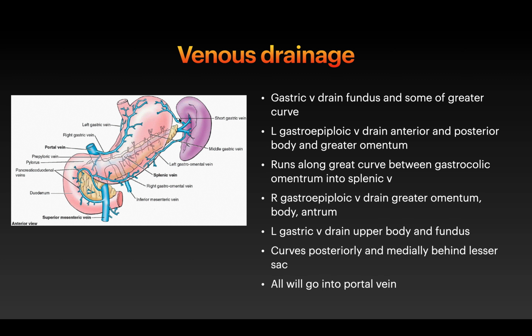The short gastric vein will drain the fundus, and the left gastric vein will drain the upper body, and then kind of like curves around, drain the fundus as well. And it curves behind the lesser omental sac. And importantly, all of them will eventually drain into the portal vein. But in a decent amount of the population, about like a third of the population, it will also drain into the splenic vein.